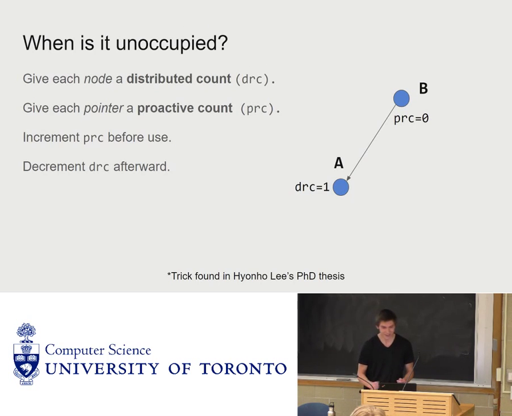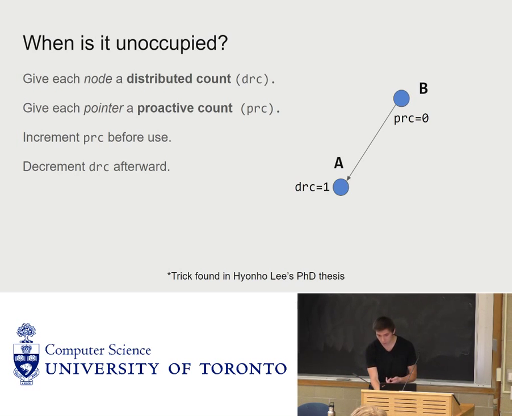So instead, we're going to use a trick from Hyun-Ho Lee's PhD thesis, which was in a very particular different data structure. We're extending it, where we're going to give each pointer this proactive count, right? And in order to use a node, you atomically read the pointer to that node and increment the count. And when you're finished with it, you decrement the DRC, a distributed count associated with each node.